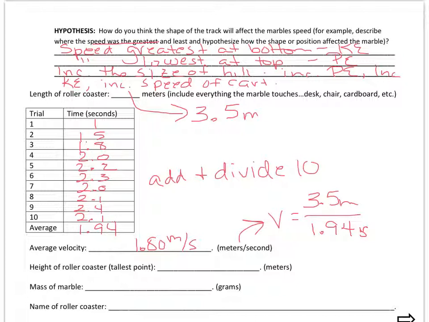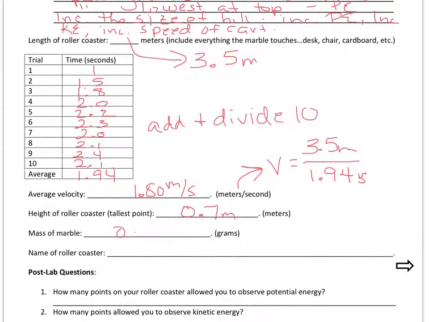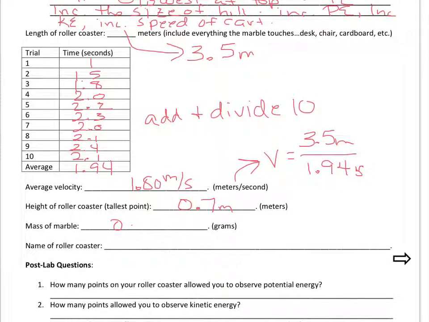Our height of the roller coaster, again, you were supposed to measure this. I'm just going to give you some made-up numbers here. Let's say 0.7 meters for the highest point. Yours also had the lowest point on there. This is a little bit different version than yours, but the lowest height was 0.16 meters. The mass of your cart, for my cart that I weighed, it was 0.069 kilograms. Now you need to do your mass in kilograms, not grams. And then you'll need to name the roller coaster.